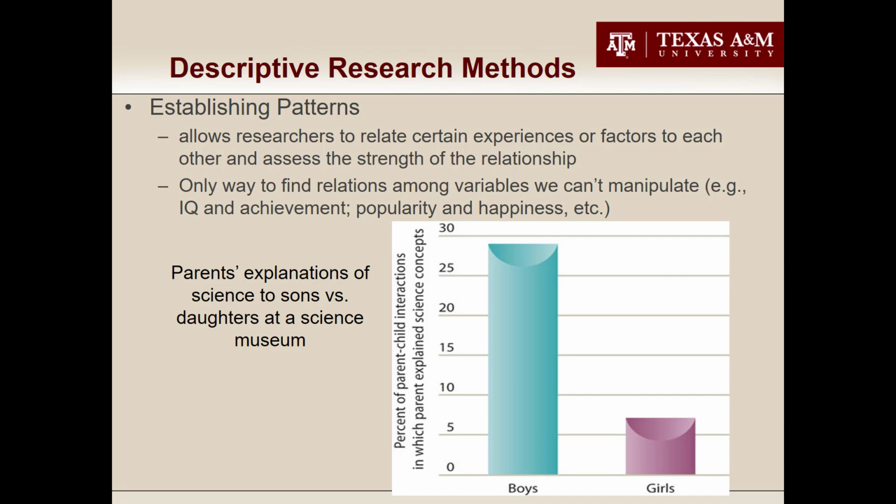So there is a correlation between the amount of time adults spend teaching boys versus girls about science and the success of men versus women in the science field. But what does that correlation mean? Well, since it's a correlation, we cannot conclude cause and effect, but we can generate hypotheses about it.